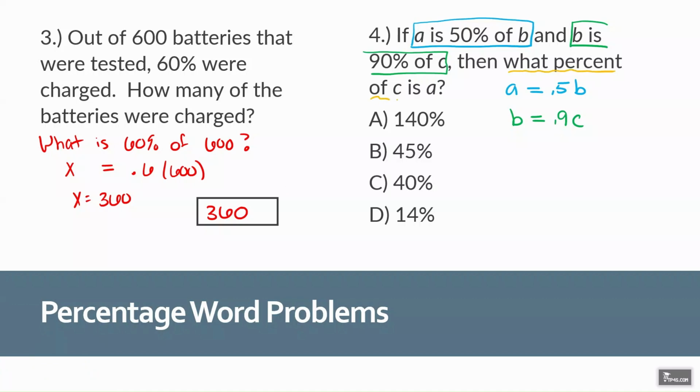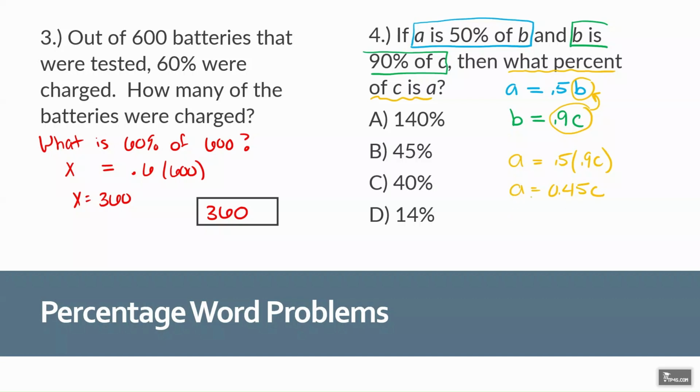So what I have to do is get an equation with only C and A. I've got to get B out of the picture. I'm going to do that through substitution. So I know that B equals 0.9C. I can rewrite the first equation, but when I get to B, I'm going to substitute in 0.9C instead. So I'll say A equals 0.5 times 0.9C. The 0.5 is still there, right? And now I'm going to multiply my 0.5 and my 0.9.